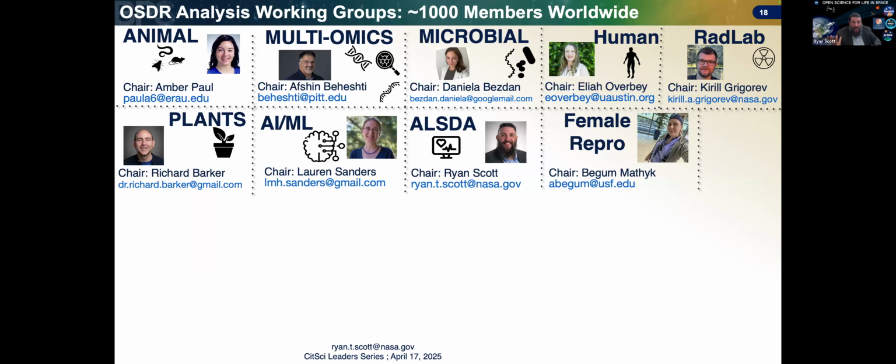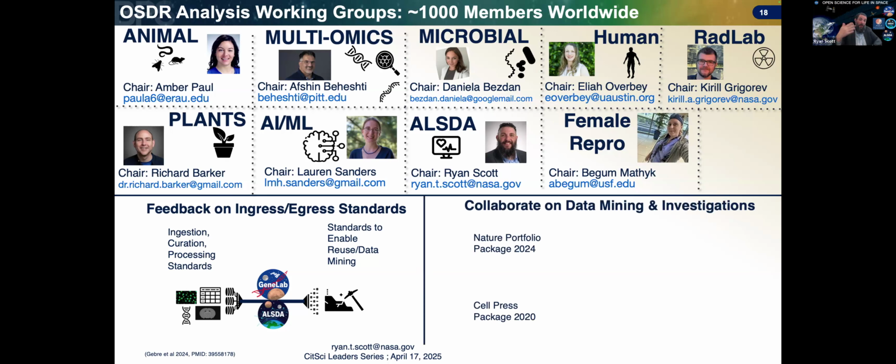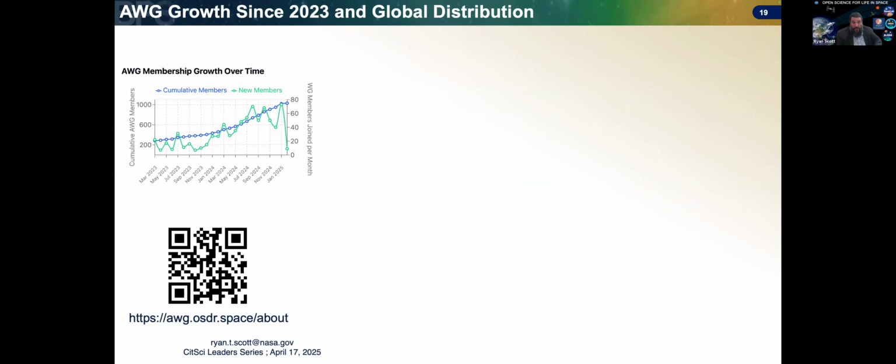And so what is the AWG? It really has 2 major purposes, right? So these working groups really accomplish 2 things. One is they provide feedback on data standards, be that data coming in or data leaving the repository, to make it more reusable. And the other thing is the working groups obviously collaborate on data mining and investigations. And you can see a number, and I'm sure a colleague will put in the chat, you can go look at the over 100 publications that have been enabled by GeneLab and OSDR. And there's just been this tremendous growth.